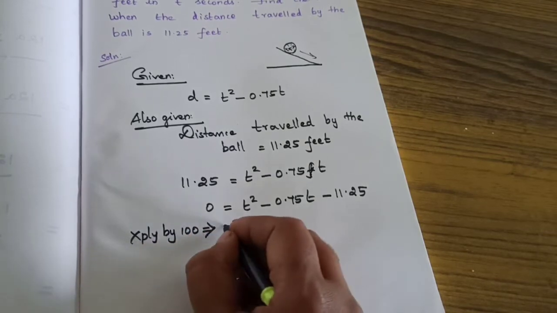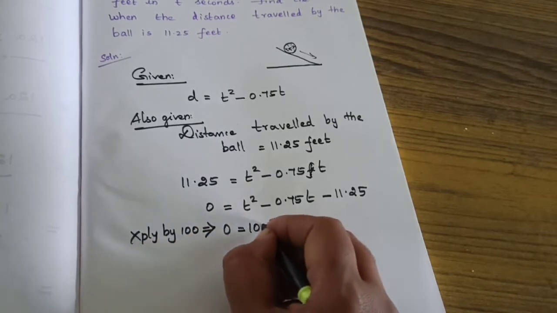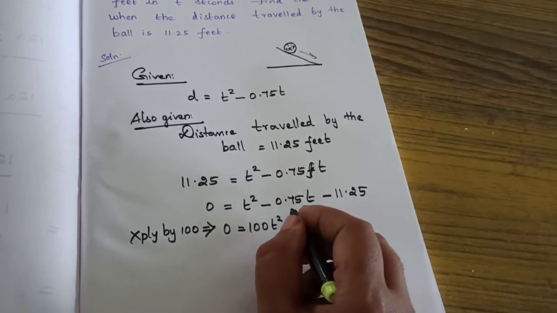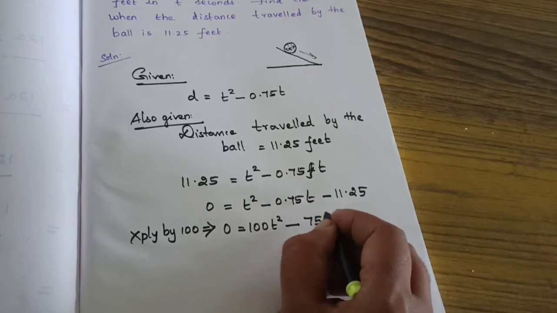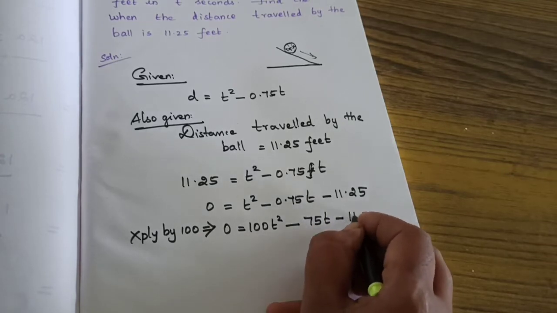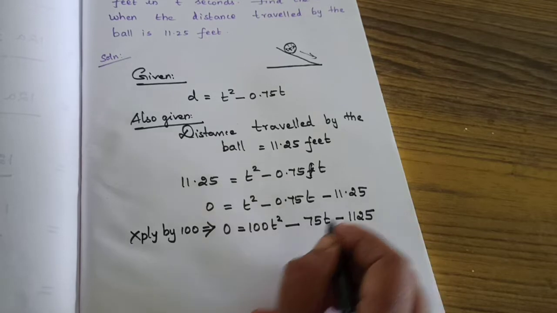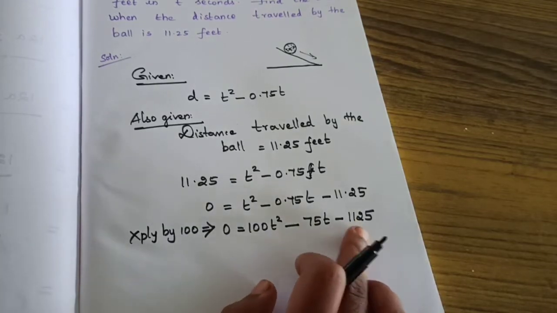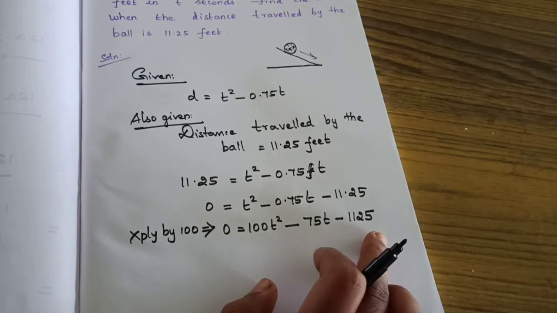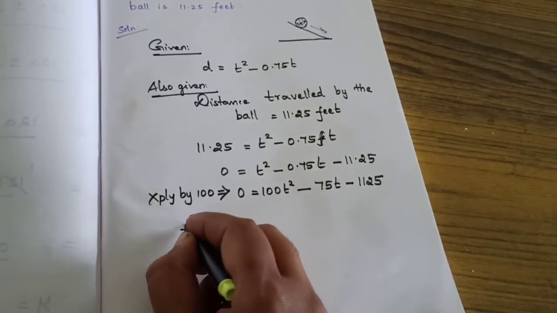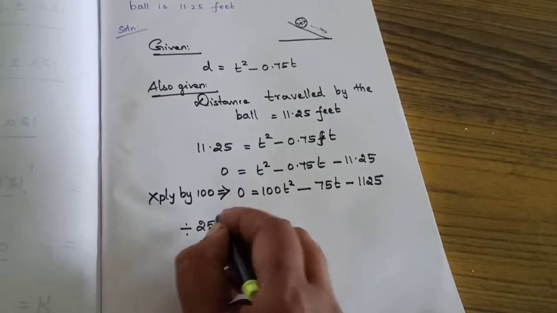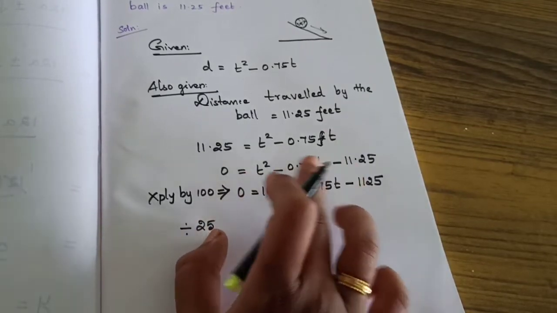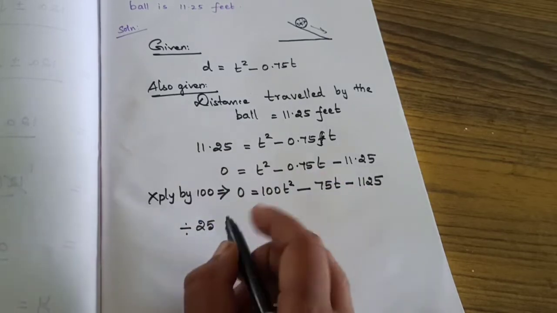100 into 0, 0 equal to 100 t square minus 75t, here when we multiply, the decimal point will be removed. Minus 1125. Got it? Now 75 and 1125 come in which table? 25th table. So we can divide by 25. Otherwise, first itself we can divide by 25 and remove the point. That method also you can use, no problem.